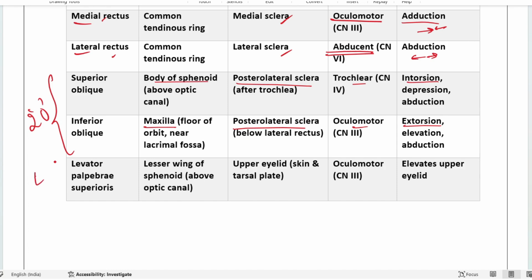Coming to the last muscle, that's the levator palpebrae superioris. It originates from the lesser wing of sphenoid, inserts into the upper eyelid, supplied by the oculomotor nerve, and it assists in elevating the upper eyelid.